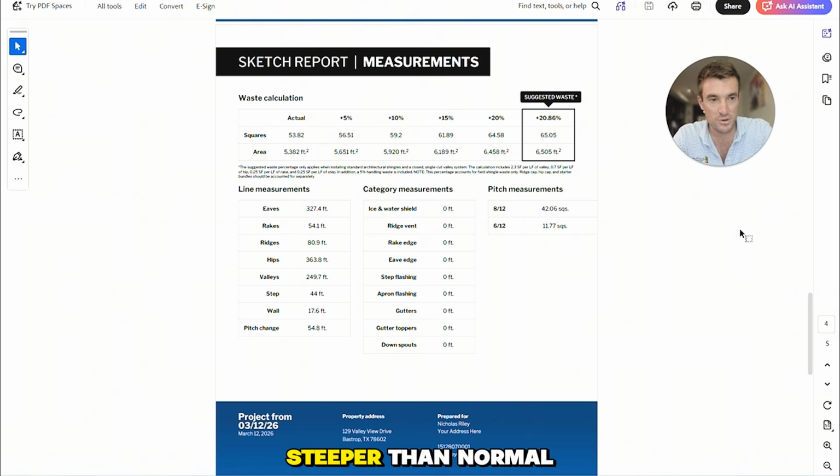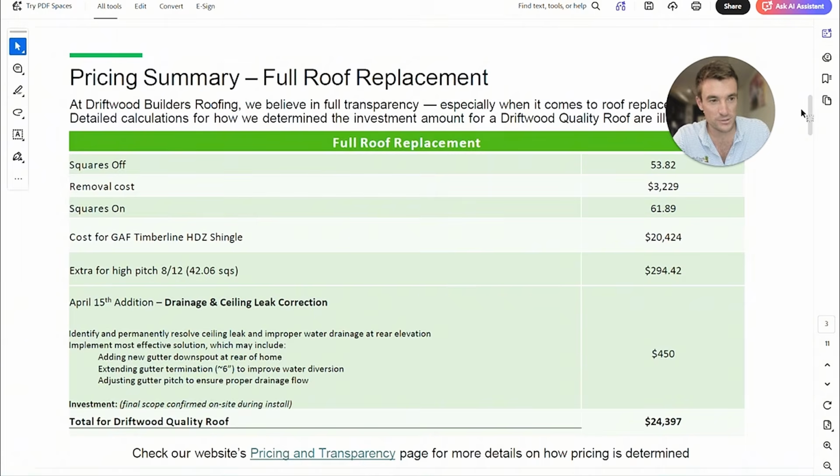And because it's steeper than normal, it takes more time and work for a crew to remove and replace. And so that's the second thing I looked at when I reviewed the measurements. So let's go to my actual proposal.